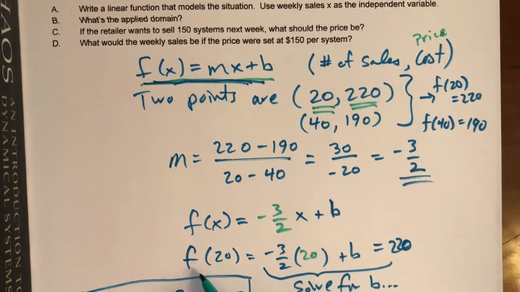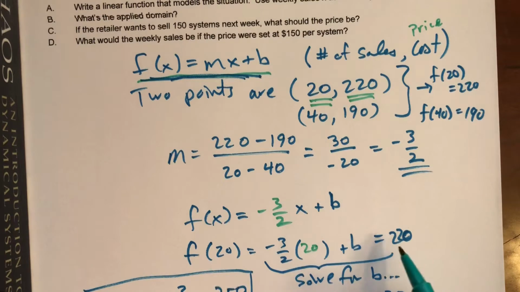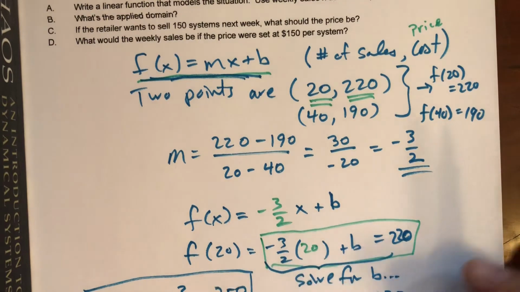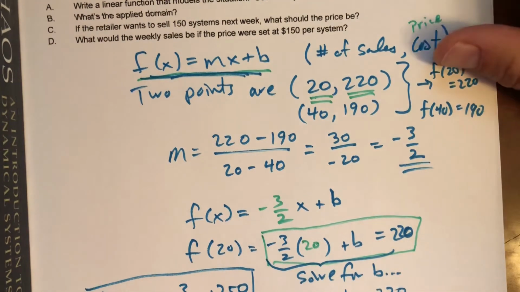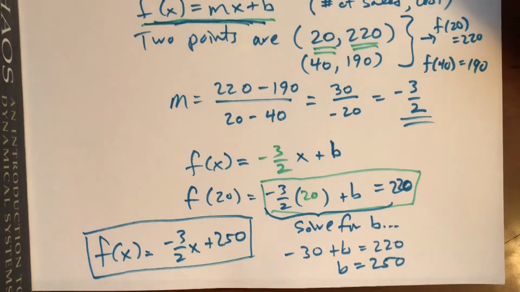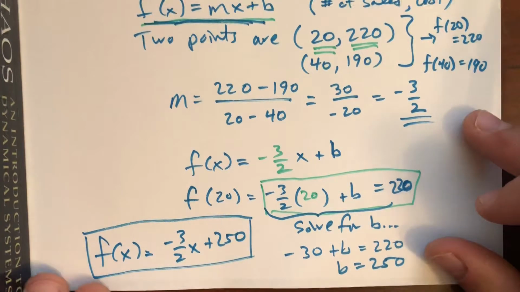So that's what we did here, right? We put 20 through the function, and we got 220. We took this equation that now we know has to be true, and we said, I know that that's true, and I can just solve for b. And we did. We found that b was 250. So we wrote our linear function there. All right, now we're up to speed.